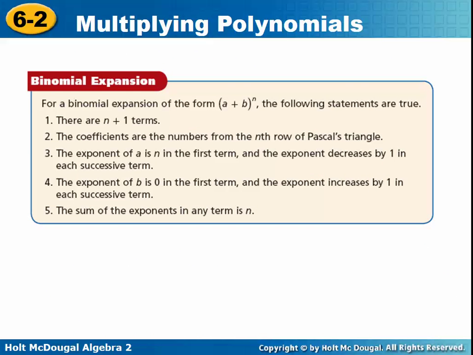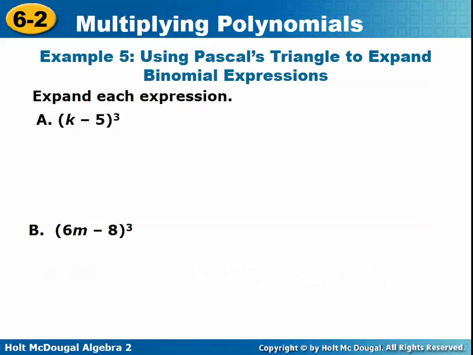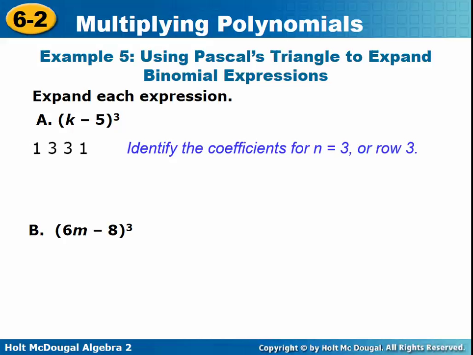All right, so here's the steps you're going to do, but we're going to go ahead and look at an example. All right, let's see. So k minus 5. Now we could write k minus 5 times k minus 5 times k minus 5, and we could multiply two of them, and then we could take that answer and multiply that by k minus 5. But using this method is easier, or shorter anyway.